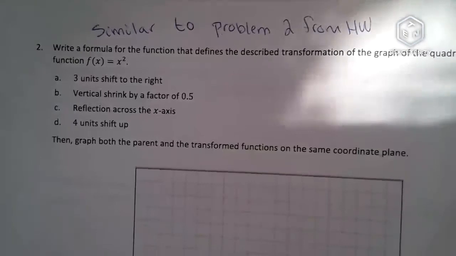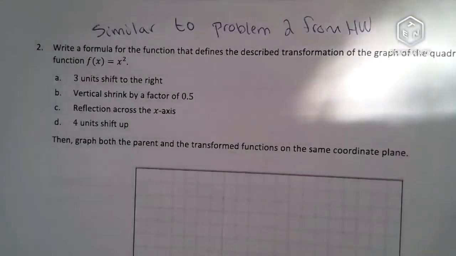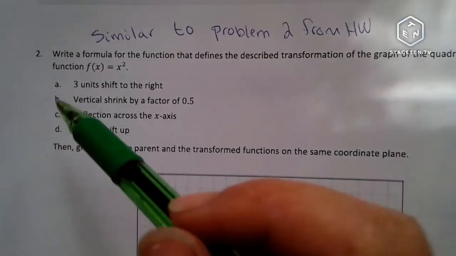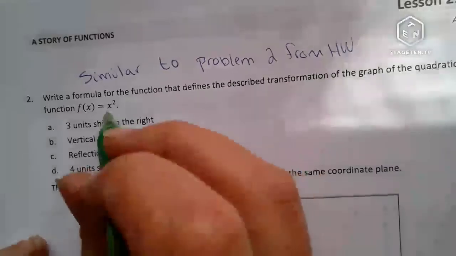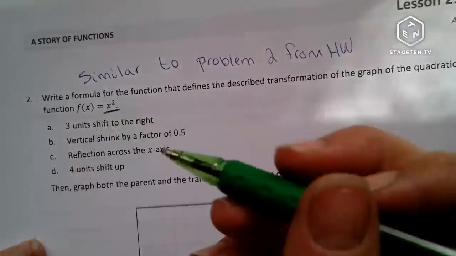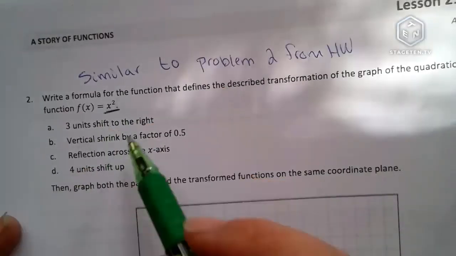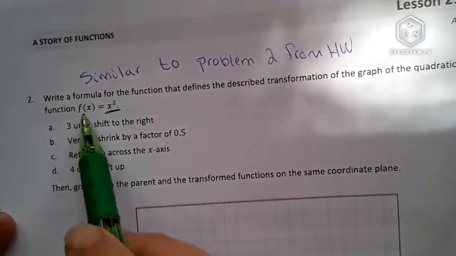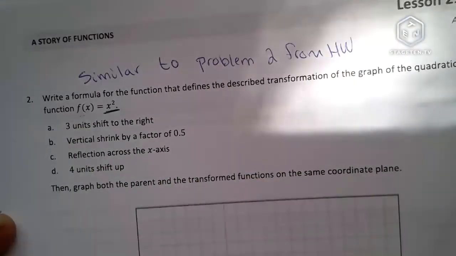So for this one we have a parent function, and that's the whole point of this lesson, right? We're talking about the parent function x squared. So what transformations do we do to this here? Well, we know what transformations we do, but what does the function look like after we do these transformations?